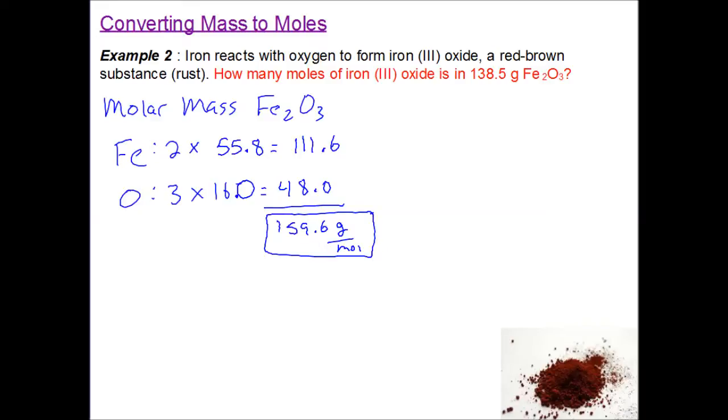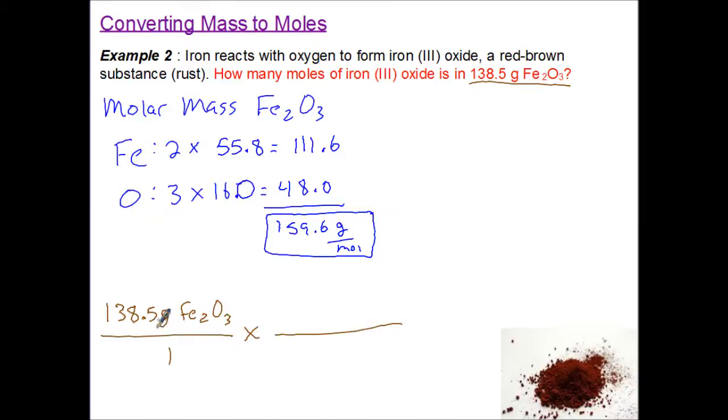Let's go ahead and change colors a little bit. I'm feeling brown today. Let's pick brown since we're working with rust. It's a brown color. So we want to know how many moles of iron 3 oxide are in 138.5 grams of it. Remember, what you have in your problem, you start with that number and put it over 1 if you want to. So we're at 138.5 grams Fe2O3, put over 1.